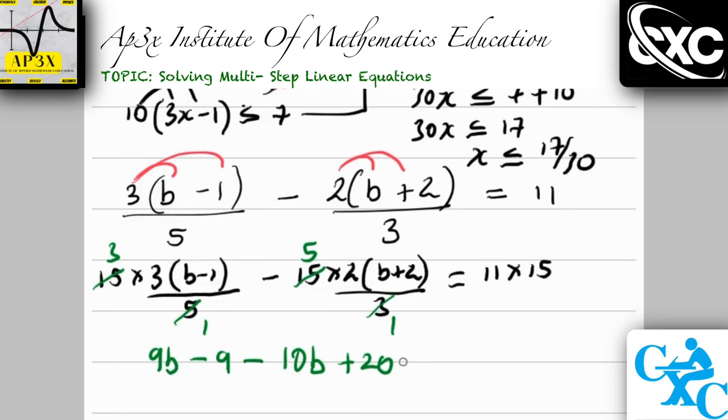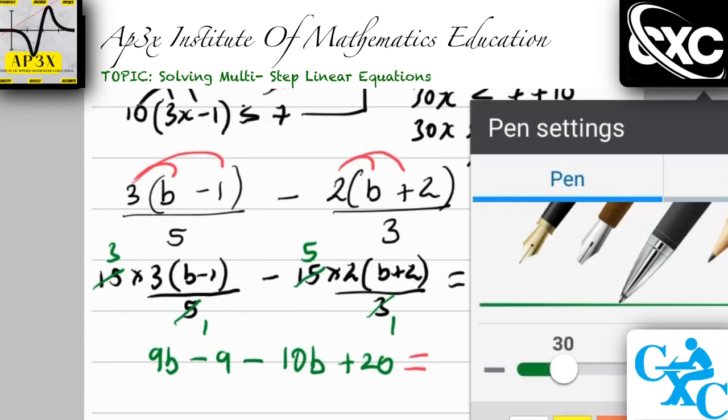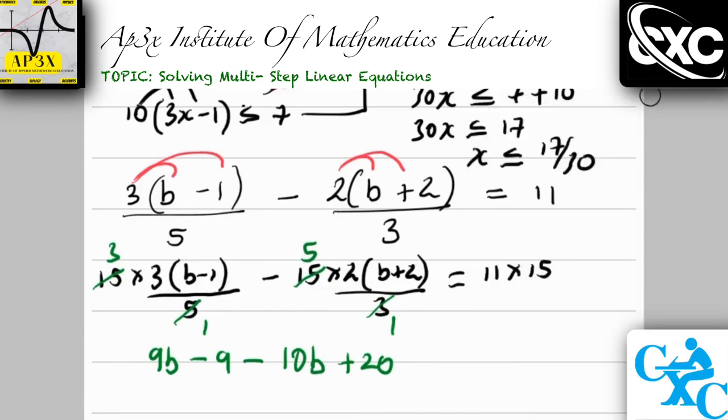So here that's going to be equal. Is it equal? Yes, it's equal to, oops, let me get back my same color marker here. All right, and then that's going to be equal to 165. So now what we have is to get the b's on one side. We already have them on the same side. So that's 9b minus 10b, and that's going to be equal to 165. I'm going to transpose the 20.